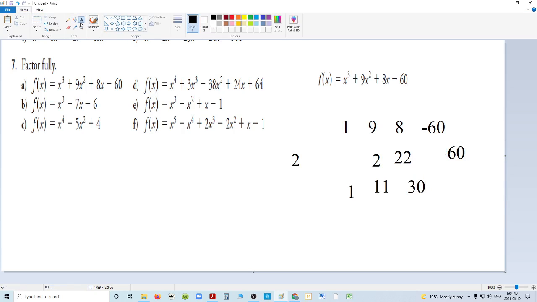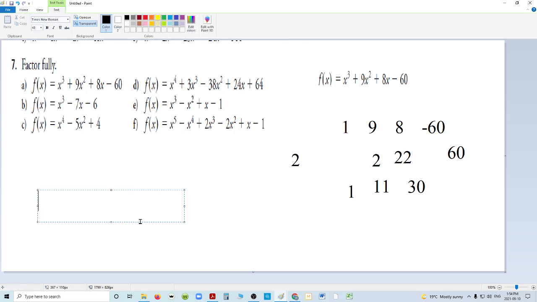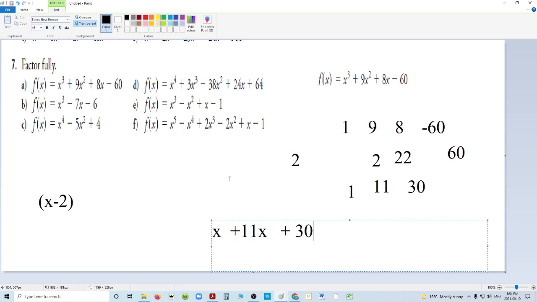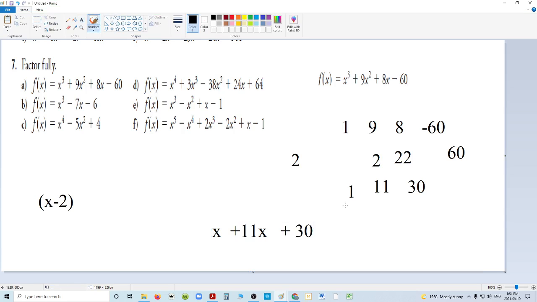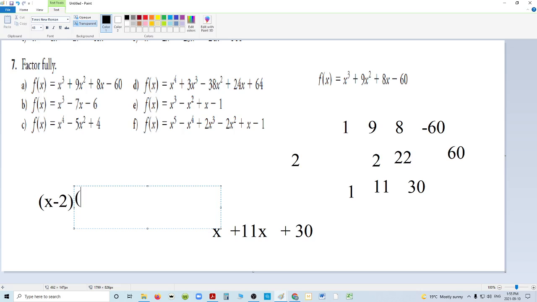We know that one of the factors is x minus 2 because the root is 2. And we know we're dealing with x squared plus 11x plus 30. And we know that 6 times 5 is 30. Just make sure I got my math right. 6 and 5, yep. You should be able to get that fast at factoring.